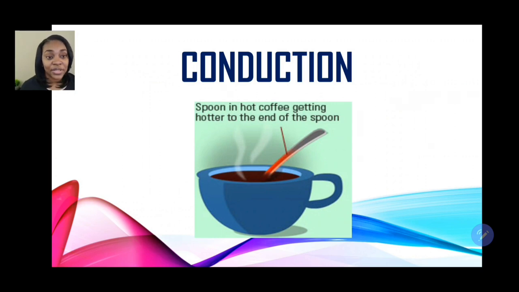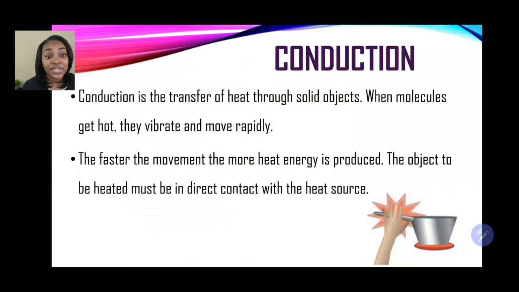Now, let us look at this image. What we're seeing here is a teacup with some tea in it, and then there is a metal spoon. A spoon in the hot coffee gets hotter towards the end of the spoon. That's an example of conduction, right? Now, conduction is a transfer of heat through solid objects. When molecules get hot, they vibrate and move rapidly. The faster the movement, the more heat energy is produced. The object to be heated must be in direct contact with the heat source.